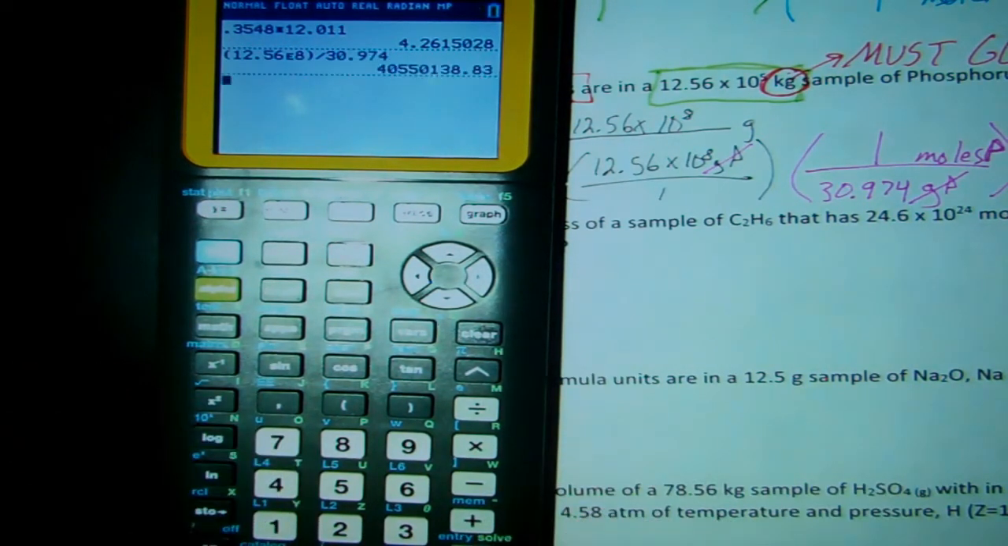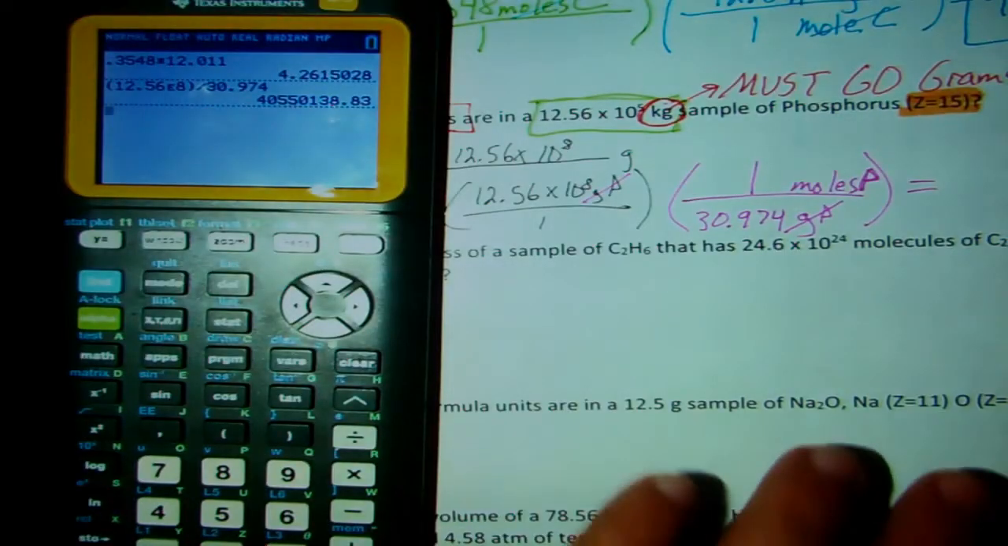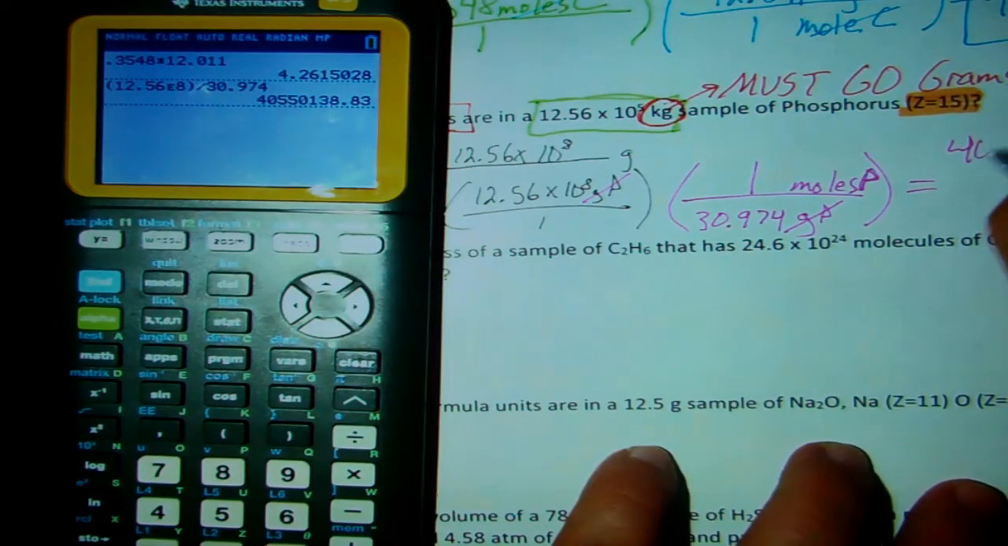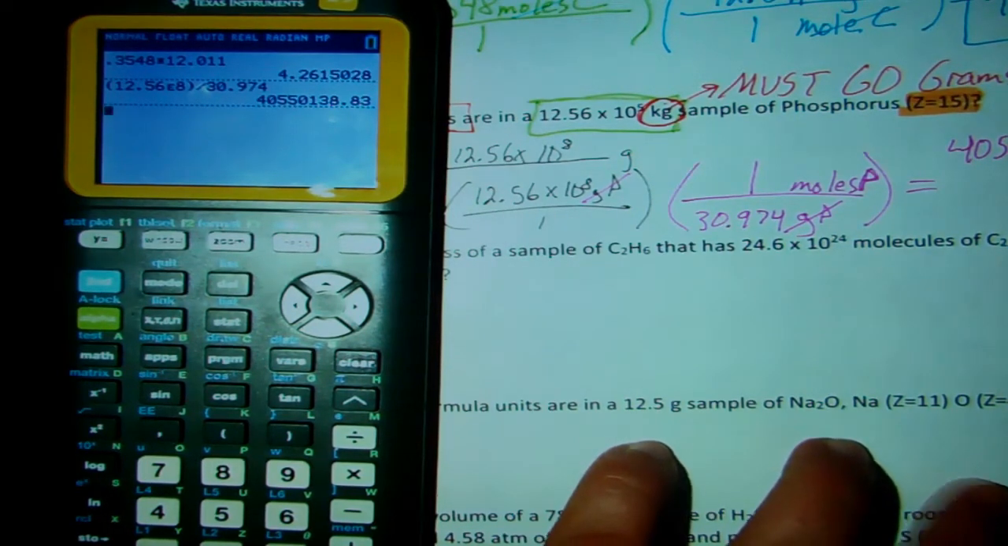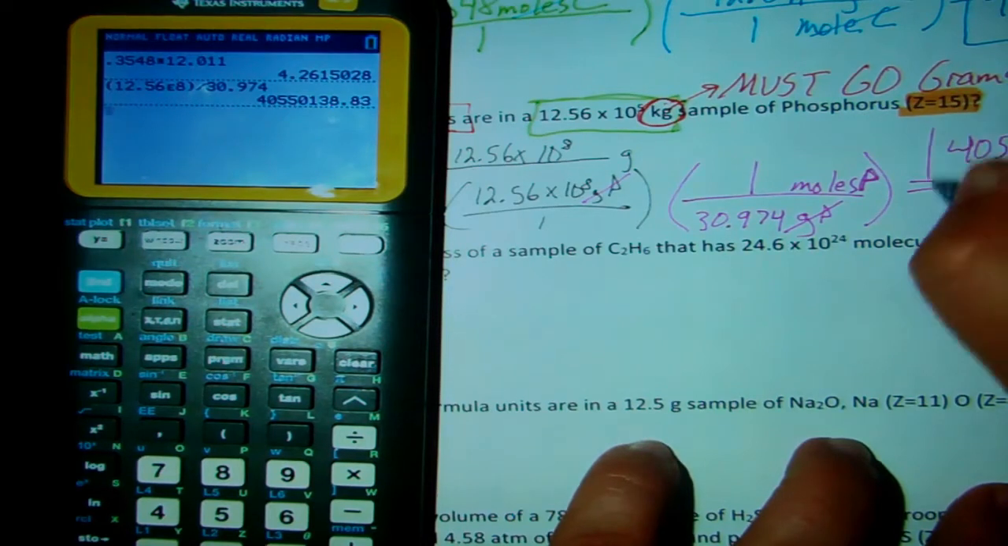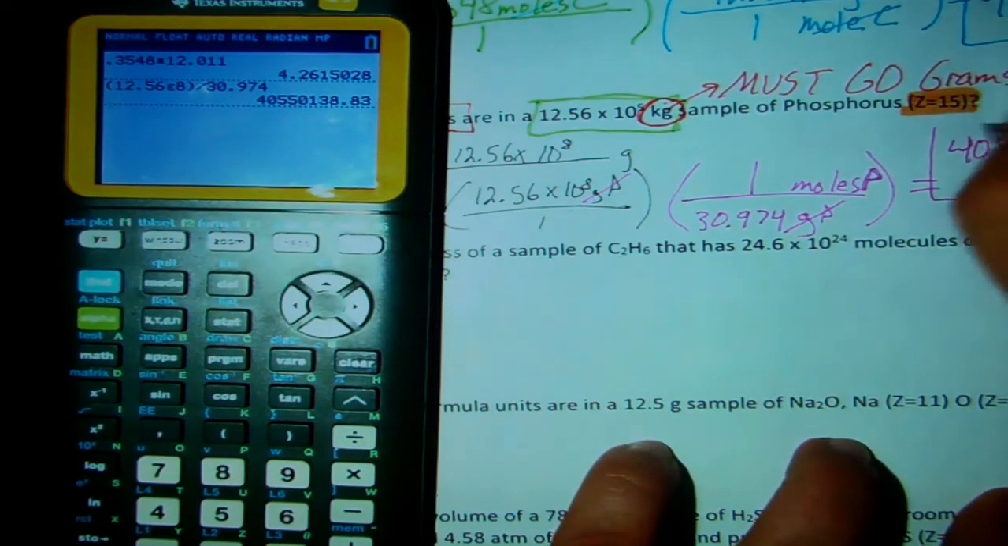30.974. Yes, you can get a number that big. Do not be scared about the number. So 4055013.83. I left no room whatsoever, and these are moles of phosphorus. And there's your answer to number 2.